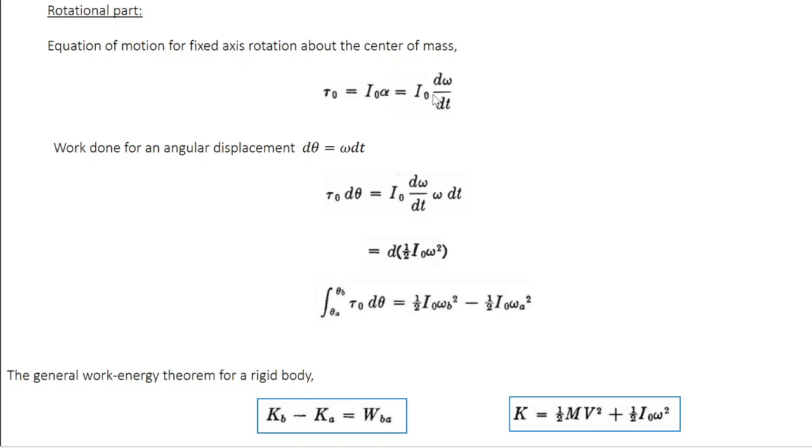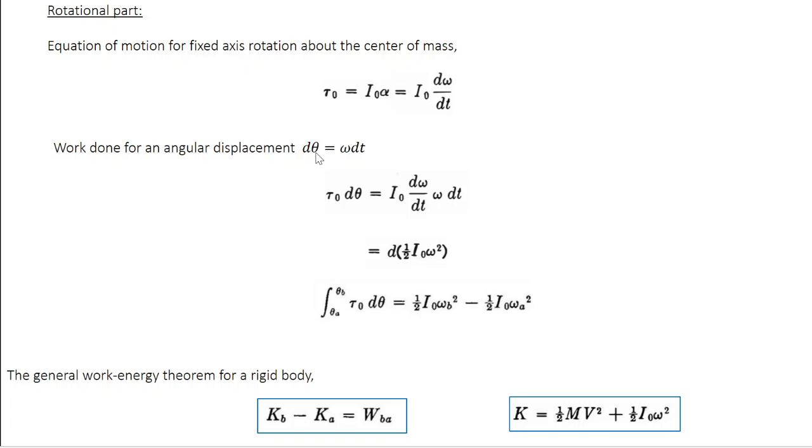And alpha is nothing but the rate of change of angular velocity omega. So this is I_0 d omega by dt. Now what's the work done for an infinitesimal angular displacement d theta? Now angular velocity omega is d theta by dt.